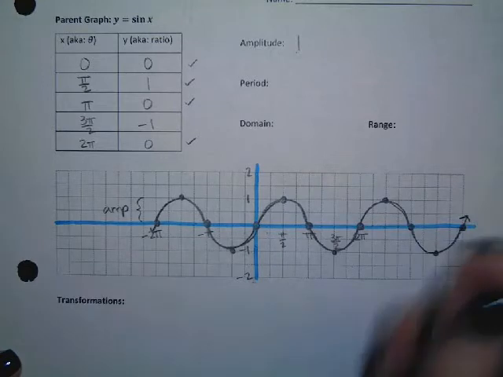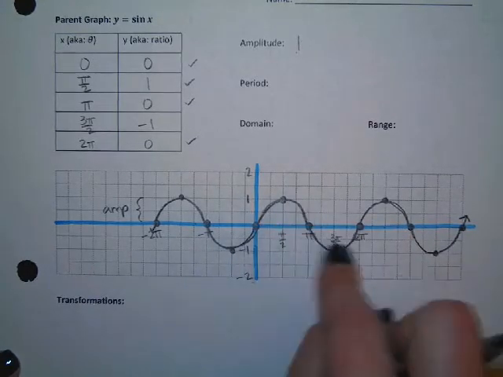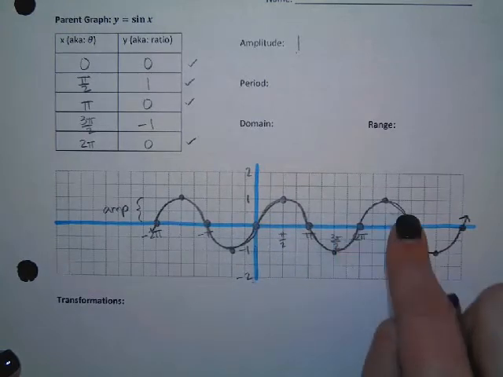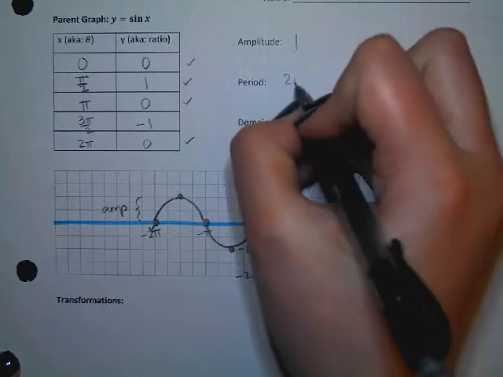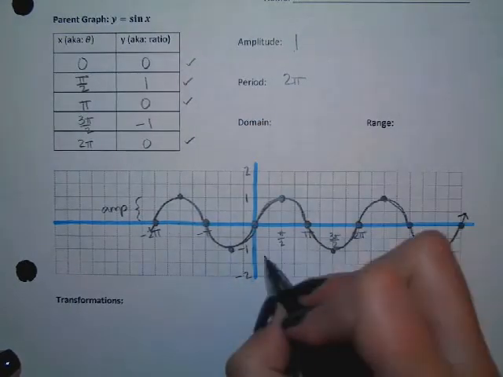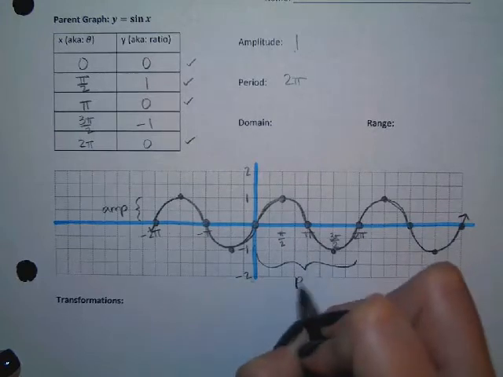The period of the graph is how far it goes to have a full cycle. It goes up, it goes down, it comes back to the middle. It goes up, it goes down, it comes back to the middle. So a full period of the graph is 2 pi. So we'll go ahead and label that. This right here is the period of the graph.